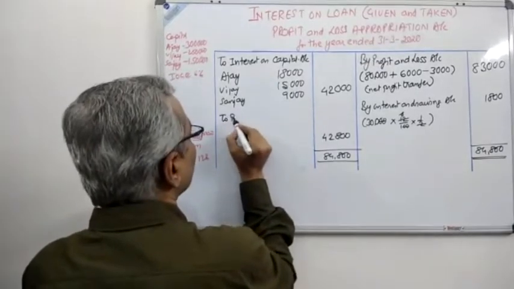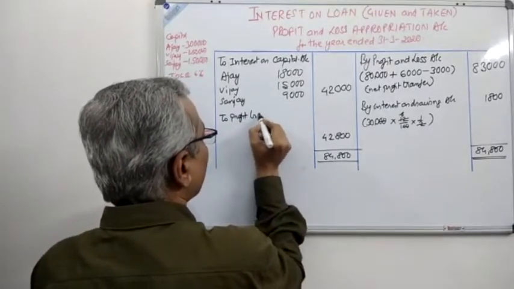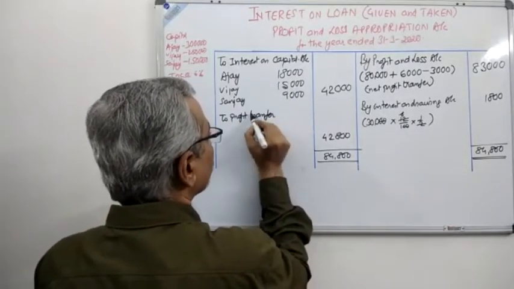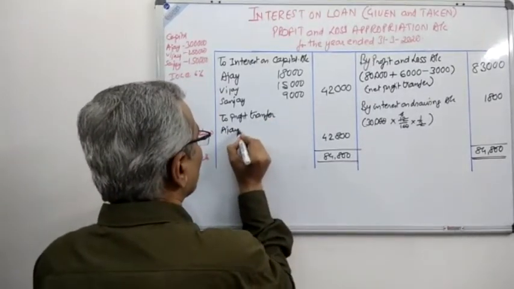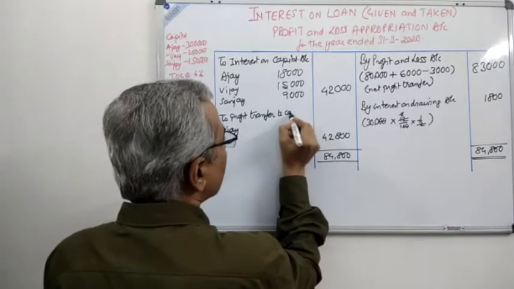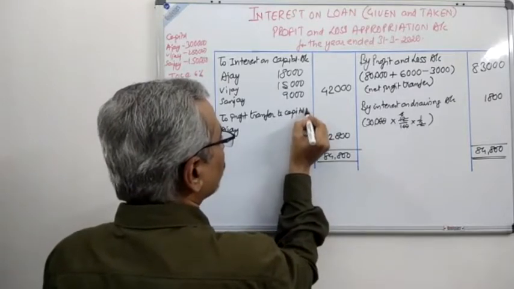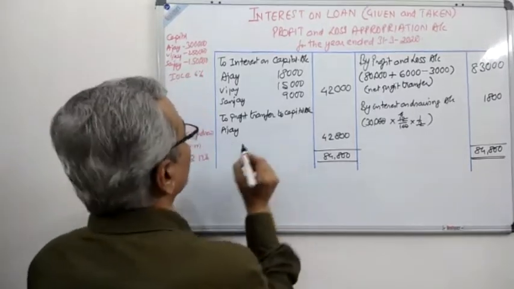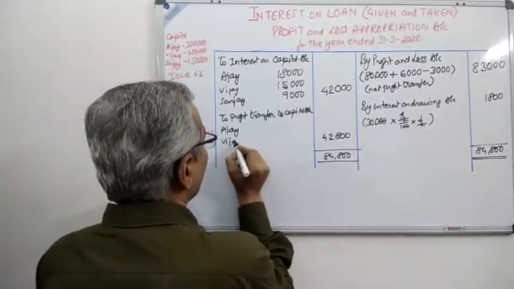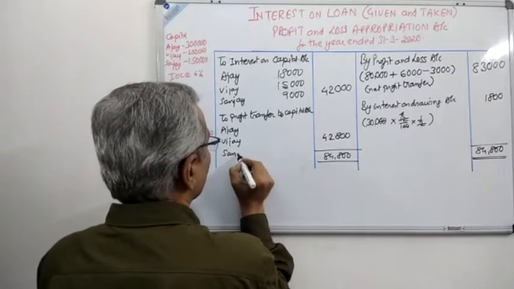So to profit transfer, where is it transferred? Capital account. Profit transfer, we have Ajay. If you want, you can write transfer to capital account. It's just profit transfer. Ajay, Vijay and Sanjay.